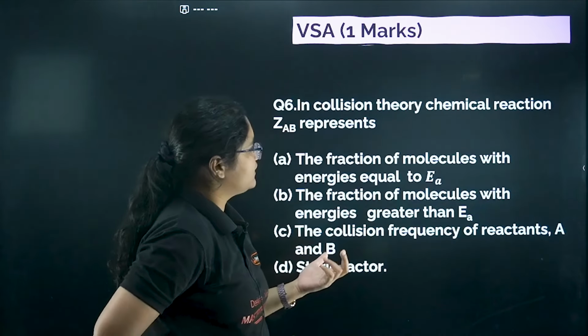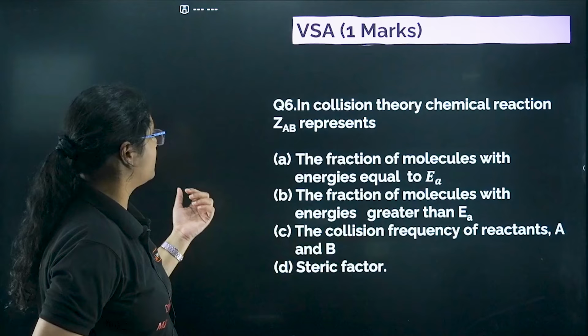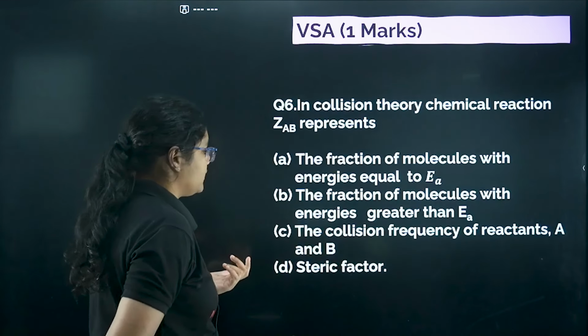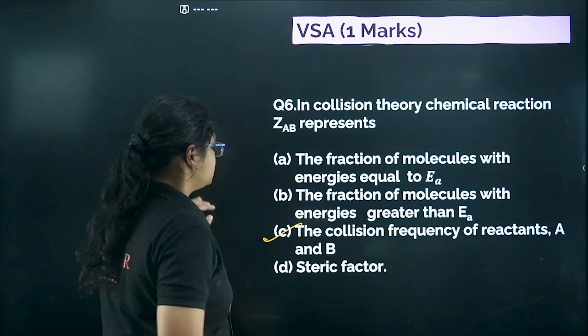In collision theory, chemical reaction, ZAB represents, it is representing the collision frequency, right? So that is option number C here.